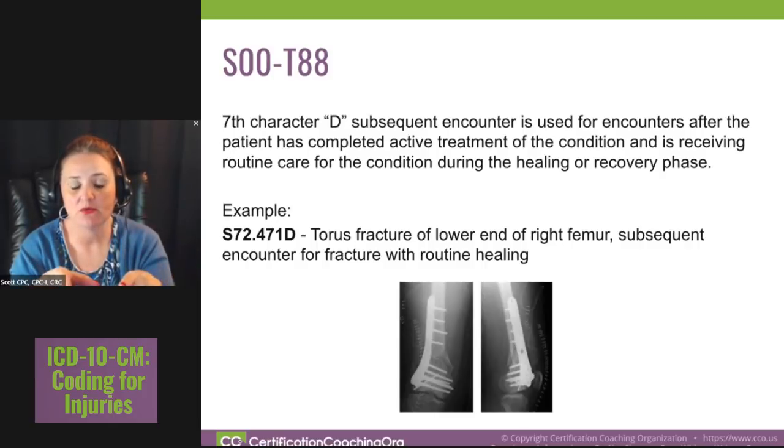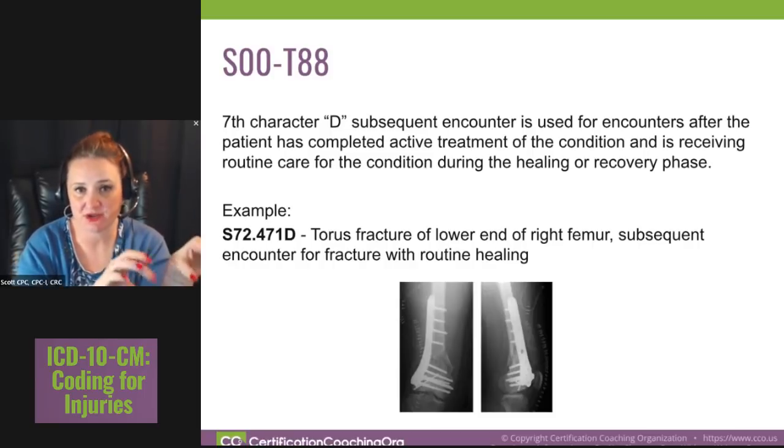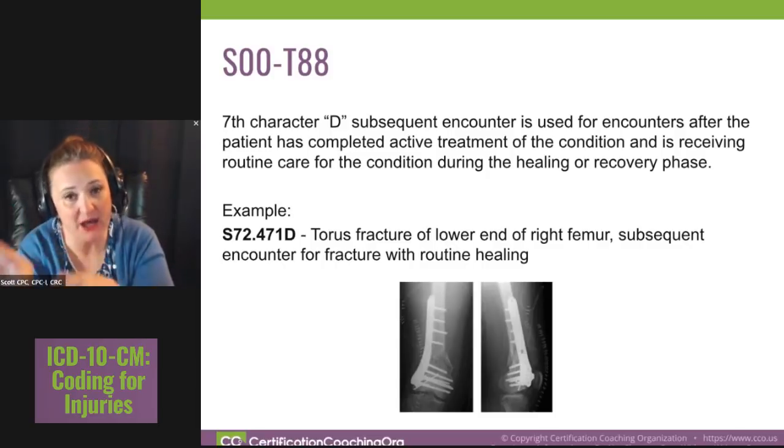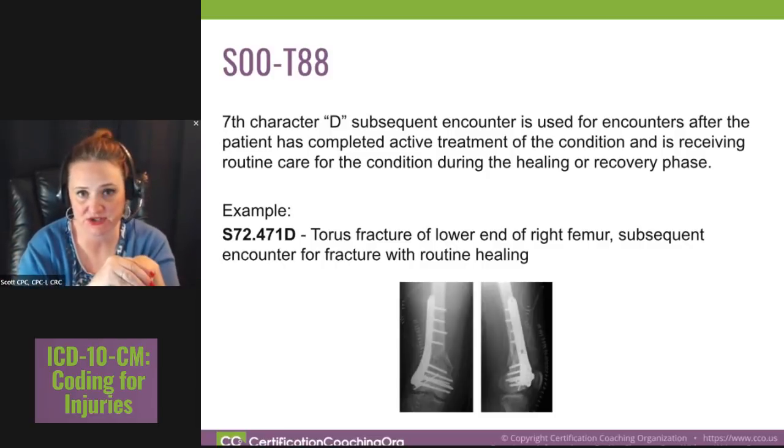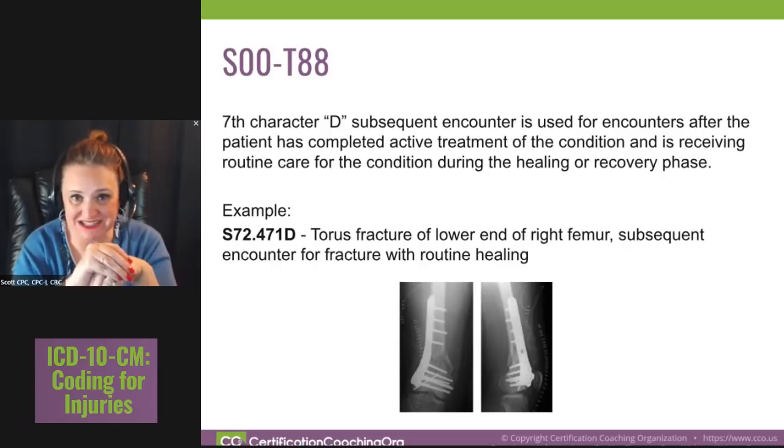Okay, then we're starting over with a new condition where it's an inflammation. It's not about the fracture anymore. Was it because it's a complication that occurred to the fracture, not the fracture itself?